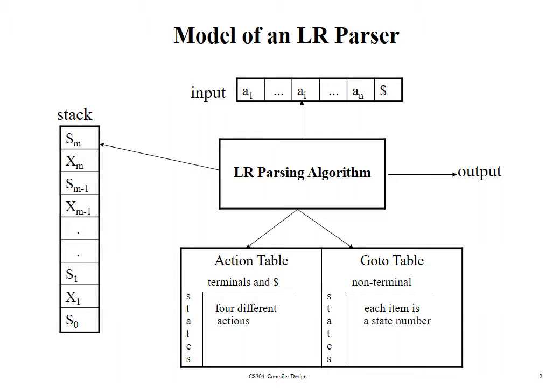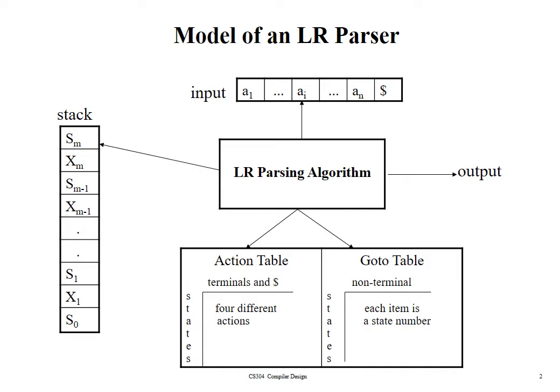This LR parsing table has two parts, the action part and the go-to part. In the action part, the rows correspond to the states and the columns correspond to terminals as well as the dollar symbol. Whereas in the go-to part, the rows correspond to states and the columns correspond to non-terminals of the grammar. Basically these are two parts, but they can be combined into a single table with the two parts, action part and go-to part.